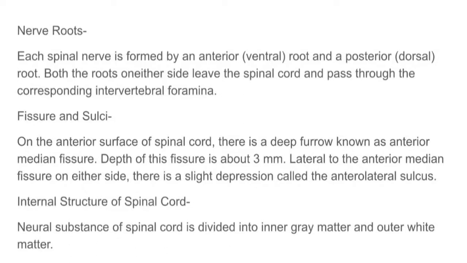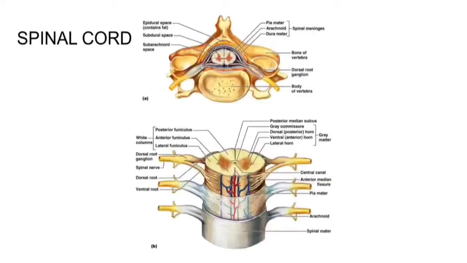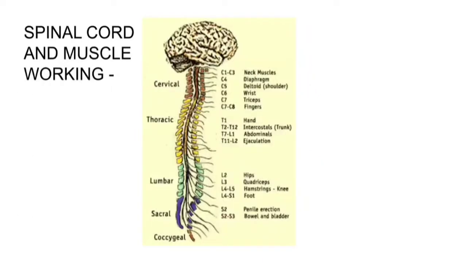Internal structure of spinal cord. Neural substance of spinal cord is divided into inner grey matter and outer white matter. So as you can see in the image, the structure of spinal cord. Spinal cord and muscle working, as you can see in the image.